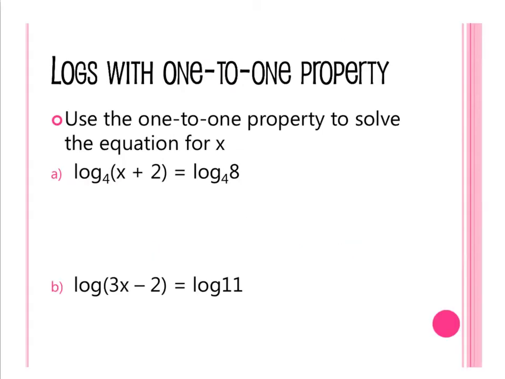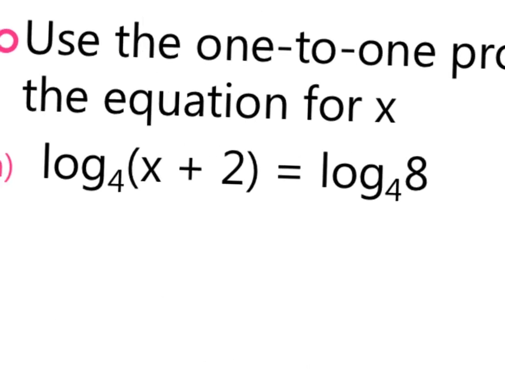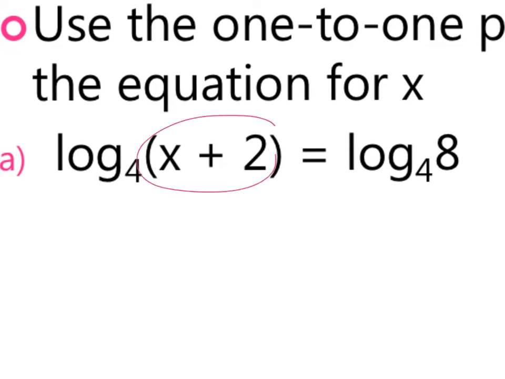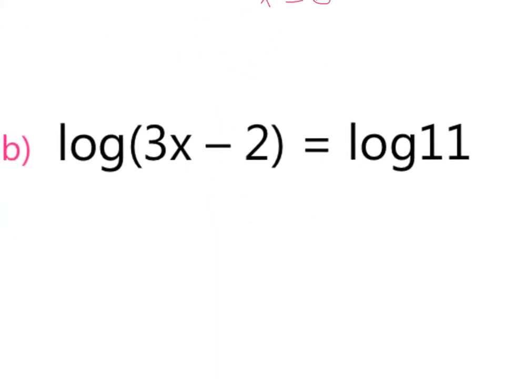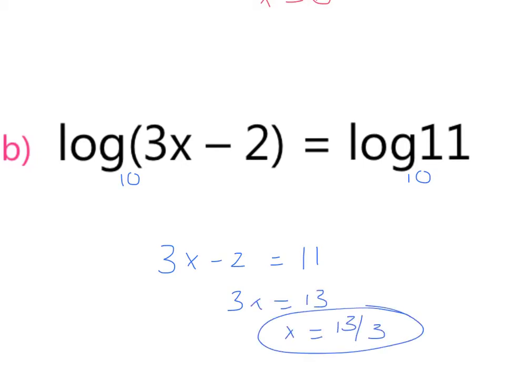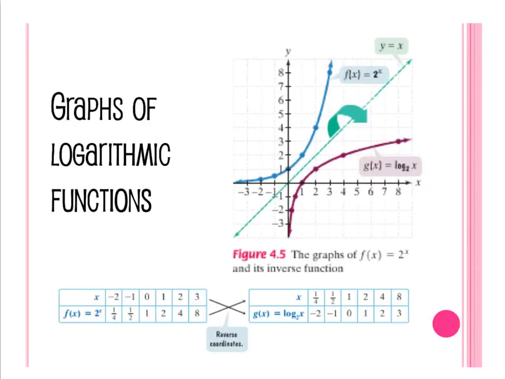Now we can use our one-to-one property based on those properties I just mentioned a moment ago. Because the bases are equal, we can say that these components are equal as well. So x plus 2 equals 8, x equals 6. When there's no base there, there's an implied 10. This is called a common log. So then we can say 3x minus 2 is equal to 11. Add 2 to both sides. Divide by 3. We got 13 over 3. I'm okay with improper fractions as long as they're reduced. This one is reduced. What I was talking about a moment ago, the graphs of logarithmic functions.